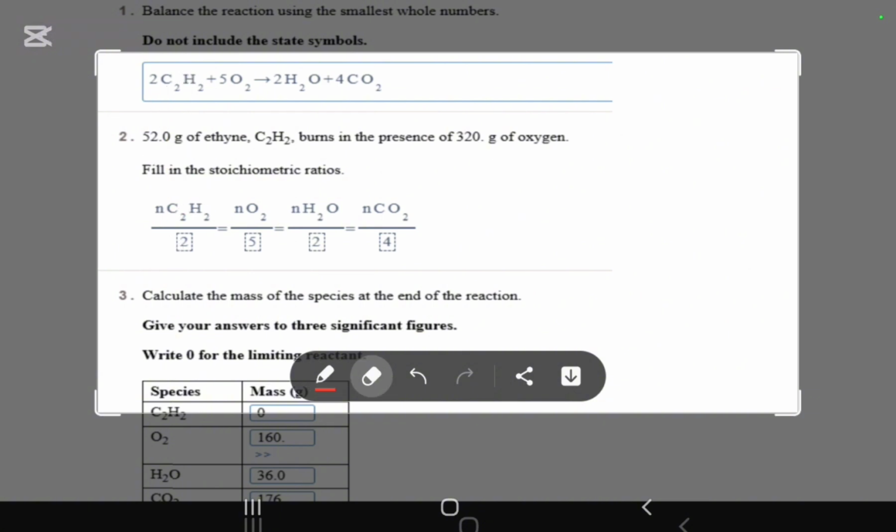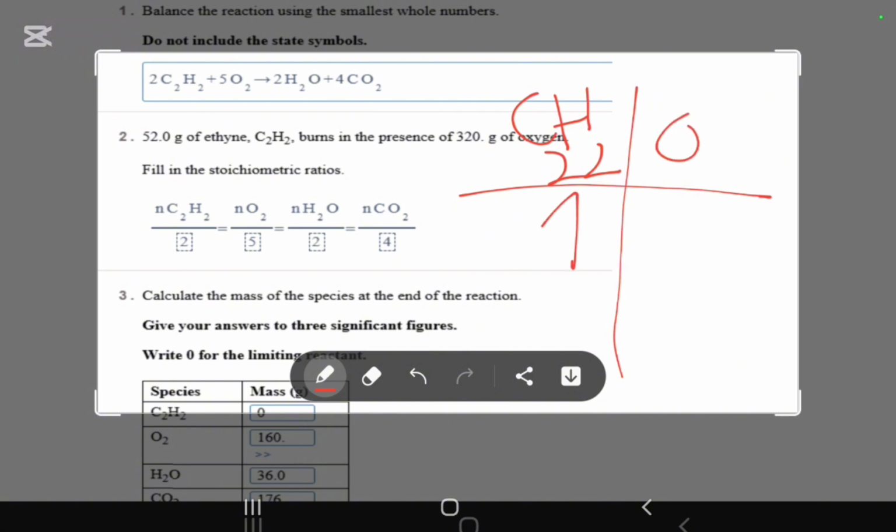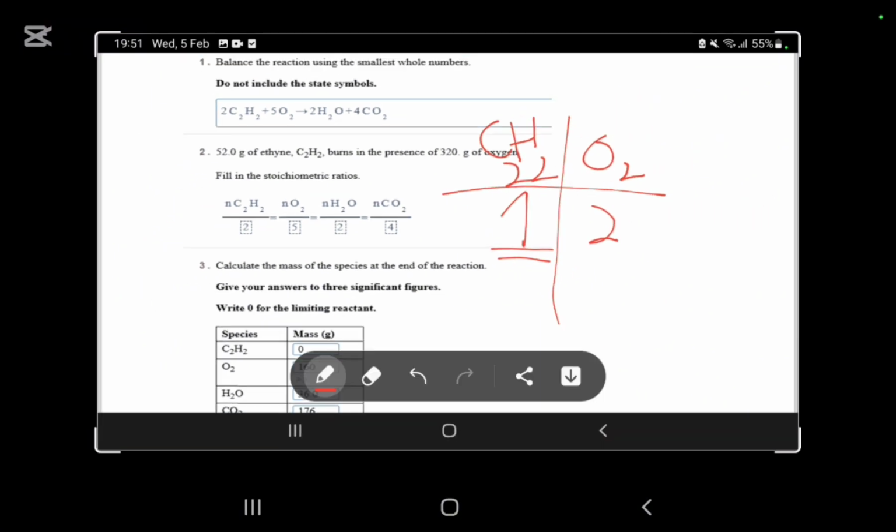But we need to find the limiting and excess. So we're gonna have to divide by the coefficient. So this will be 1 and O2 to find the limiting or excess for oxygen. We're gonna have to do 320 divided by 32, which is 10, over 5, which will be equal to 2. So the limiting is C2H2, which is why we put 0 here.